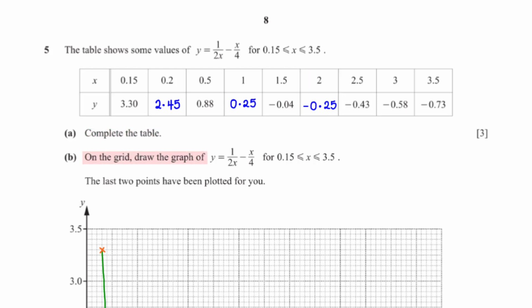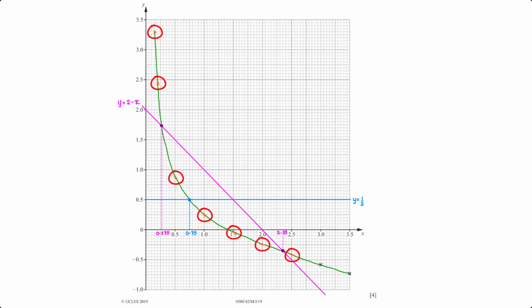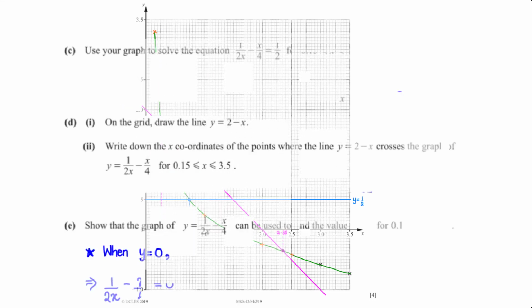On the grid, draw the graph of y equals 1 over 2x minus x over 4 for x greater than or equal to 0.15 and less than or equal to 3.5. The last 2 points have been plotted for you. So on the grid, we plot all the points in the table and connect the points with a smooth line.